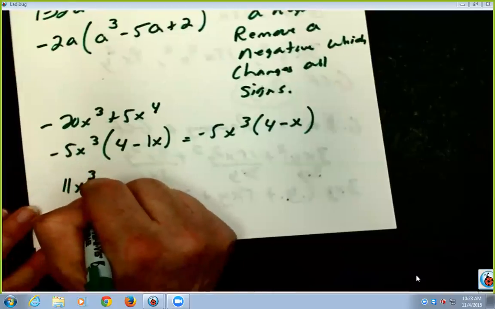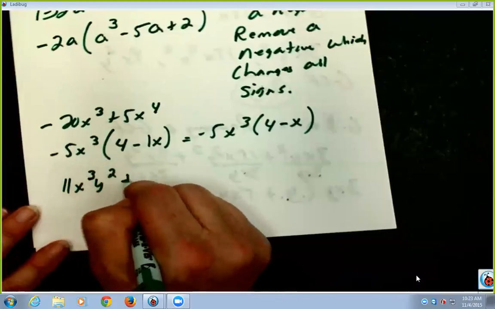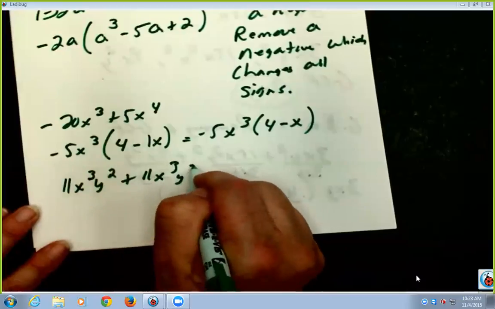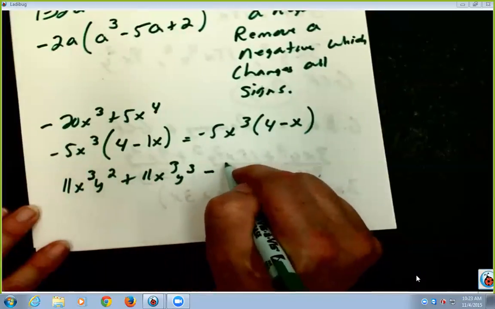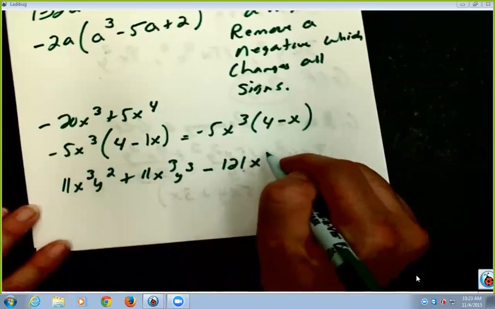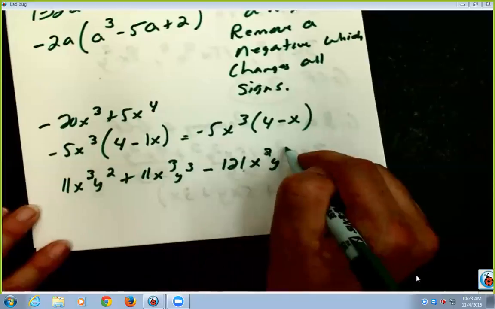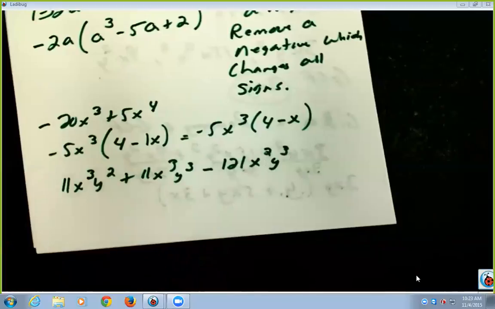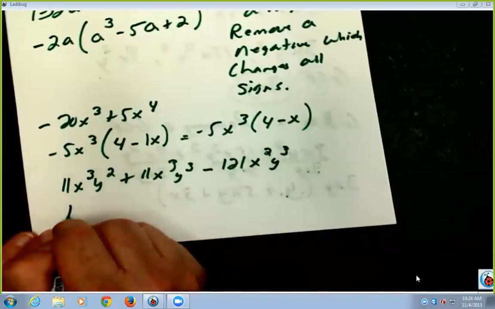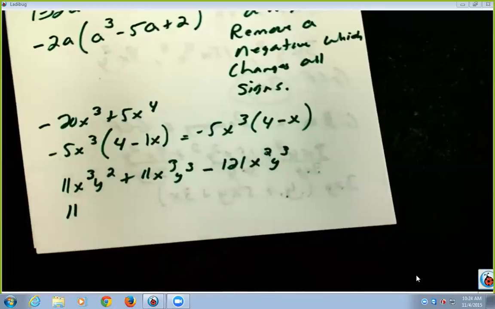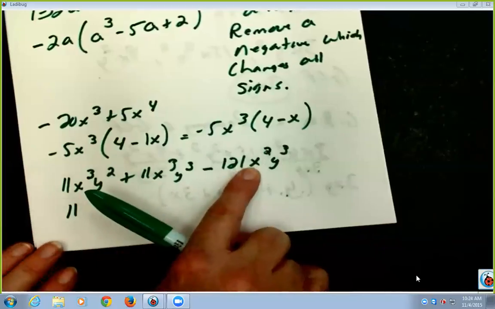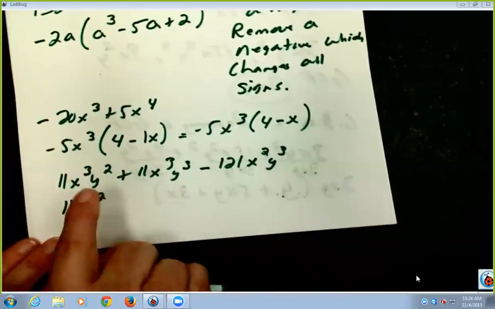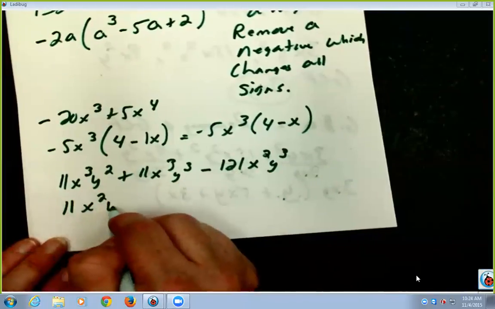11x to the third, y to the second, plus 11x cubed, y cubed, minus 121x squared, y to the third. What can I pull out of this whole thing? Pull out an 11. And what else? x cubed, x squared. Y squared, y cubed, y cubed.